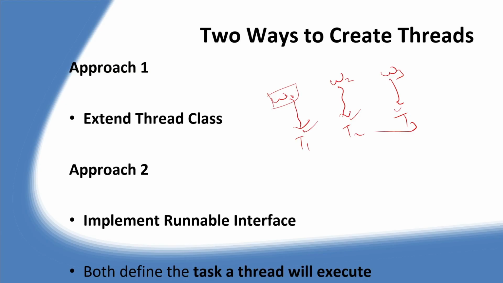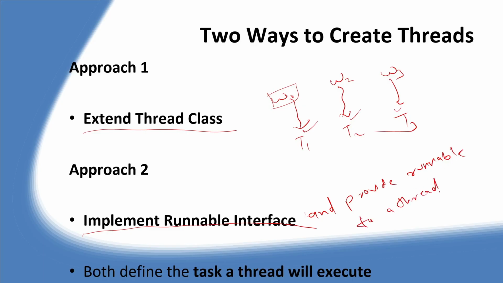The first approach is to extend the Thread class. The second approach is to implement the Runnable interface and provide that Runnable to a thread. Now let's understand both approaches with practical examples, starting with the Thread class.